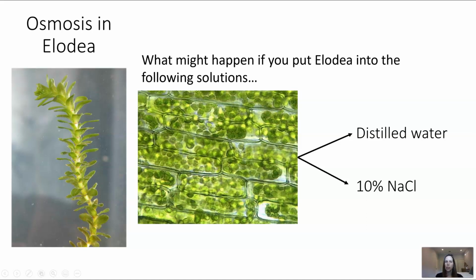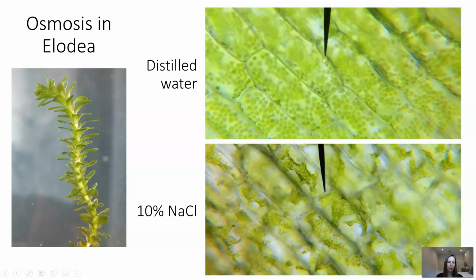So let's make some predictions about Elodia. Elodia is a water plant, or an aquatic plant. So let's try to figure out what might happen if you put Elodia into the following solutions. What if we put it into distilled water? And what if we put it into a 10% sodium chloride, or table salt, solution? And 10% sodium chloride by mass is a fairly high solute concentration for reference.